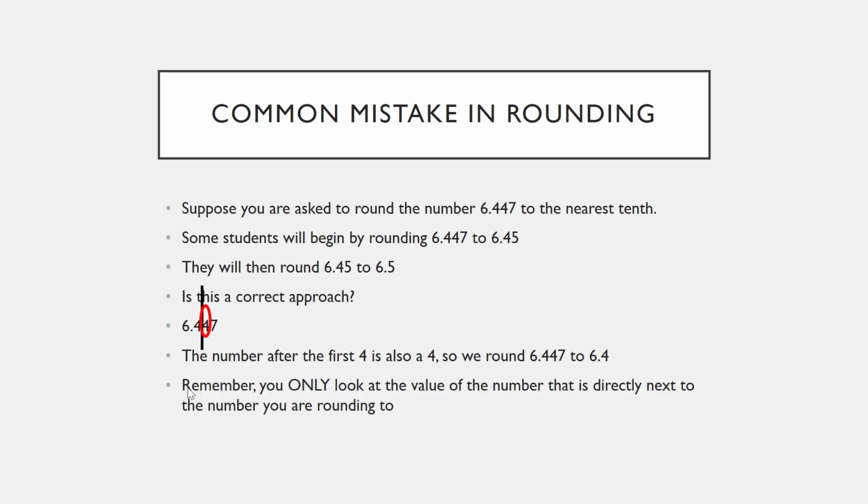Remember, you only look at that digit that's directly next to the number you're rounding to. You completely ignore all of the other digits in the problem. So rounding 6.447 to 6.5 is not correct.